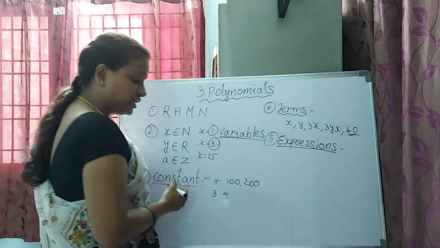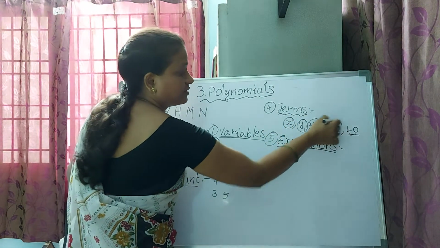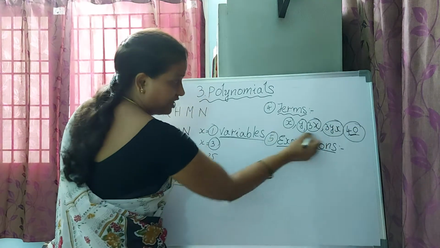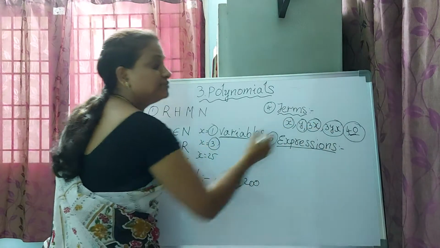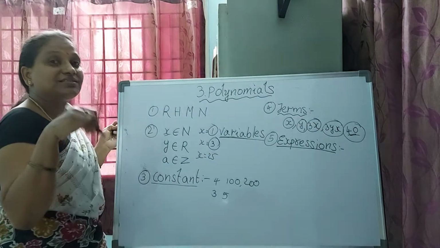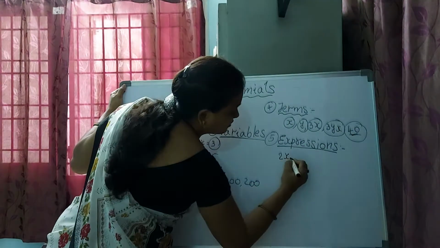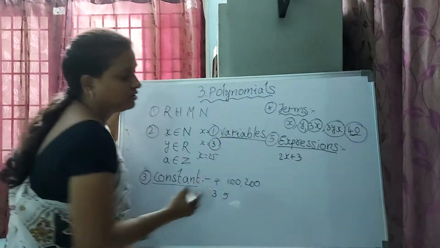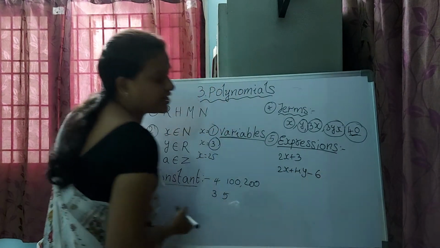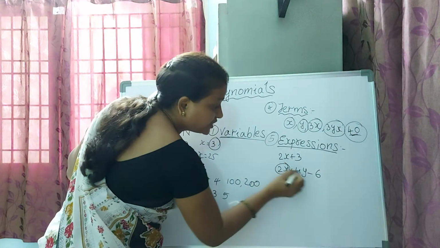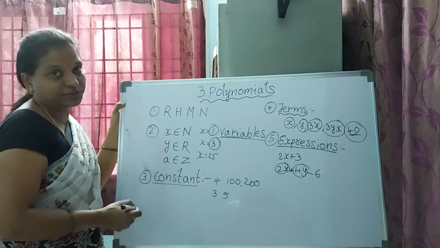Expression means these are terms, no? These are terms. The combination of these terms by plus or minus or both. See, 2x plus 3, this is one expression. 2x plus 4y minus 6, this is one expression. The combination of terms by plus or minus, we call it an expression.